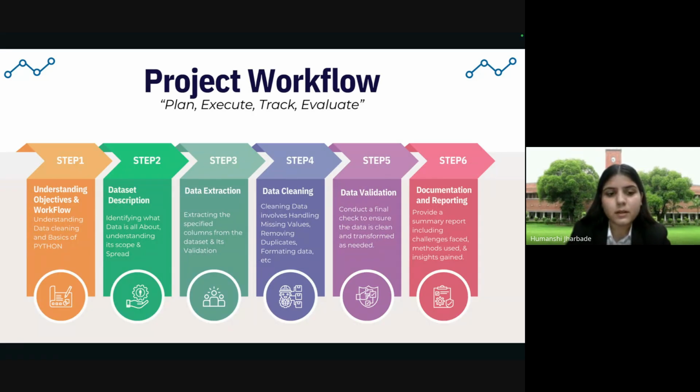So here we are discussing the 6 steps that we have followed, the summed up approach that we have followed, that is planning, execution, tracking, and then evaluation. Step 1 involved understanding objectives and workflow, where we clarified what our actual goal is and covered our Python basics. Step 2 is data set description, wherein we identified what data set we have been provided with and what scope it has. The third step involved data extraction, pulling specific columns and then validating them.